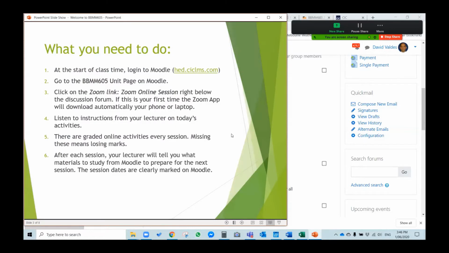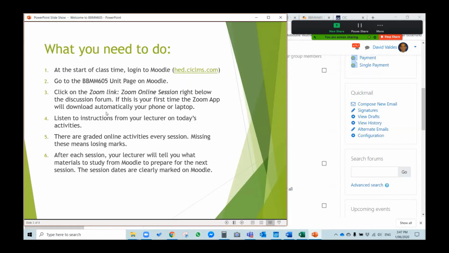What you need to know: at the start of class time, you should log into Moodle. The class time is at 3:30. Try to be here right on time at 3:30. I usually will start the class a few minutes later. And that Zoom link, of course, is found on Moodle.